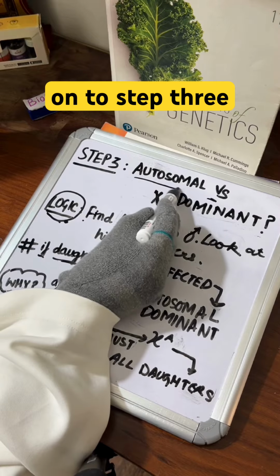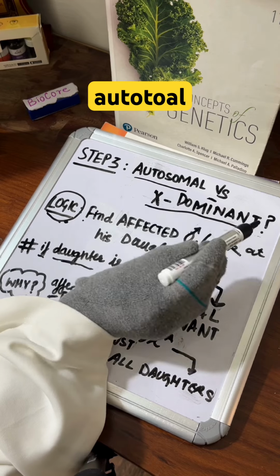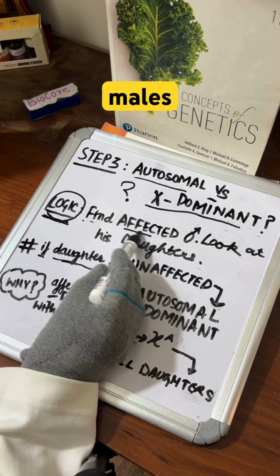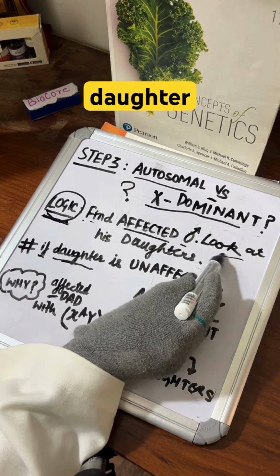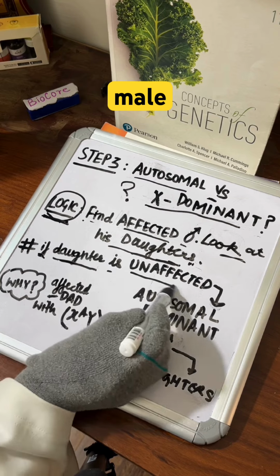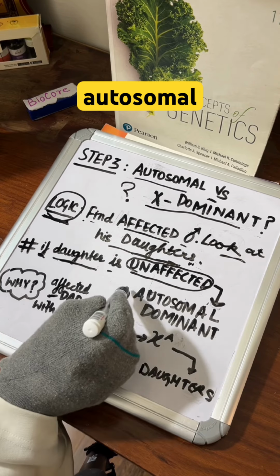Now on to step 3 to find out if it's autosomal versus X dominant. The logic is to find affected males and look at his daughter. So if the daughter is unaffected of that affected male, then it's autosomal dominant.